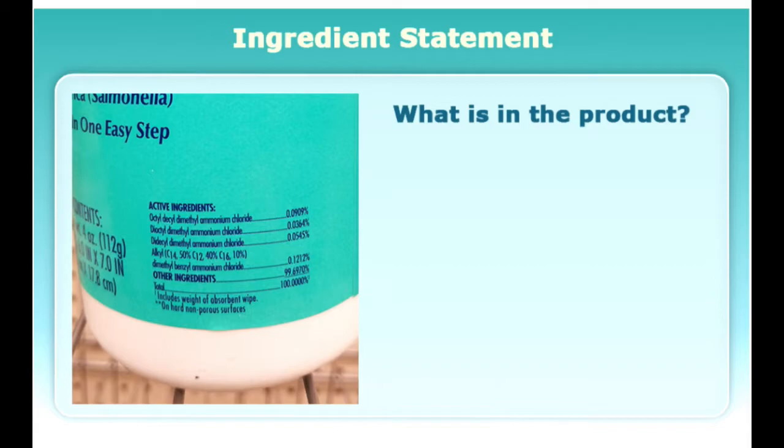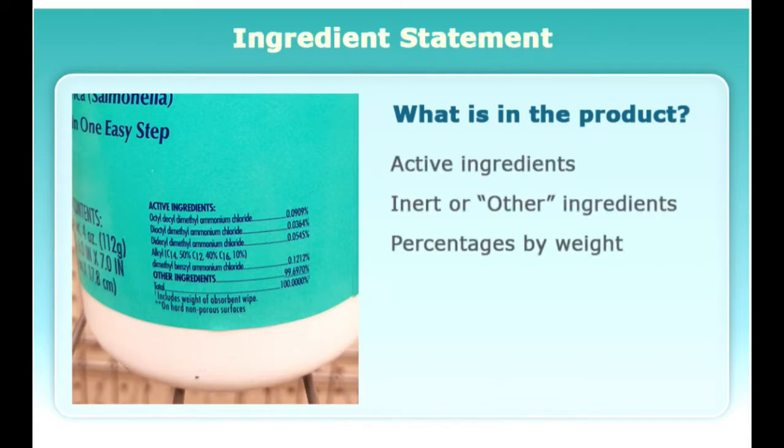The ingredient statement is where you can find information on what is in the product. The active ingredient is the part of the product that kills or inhibits the pest. The label must list the active ingredient, either the chemical or common name, and give the percentage by weight. The inert or other ingredients make up the rest of the product. The other ingredients can include solvents, emulsifiers, wetting agents, and diluting substances. They do not need to be specified, but their percentage must be listed.